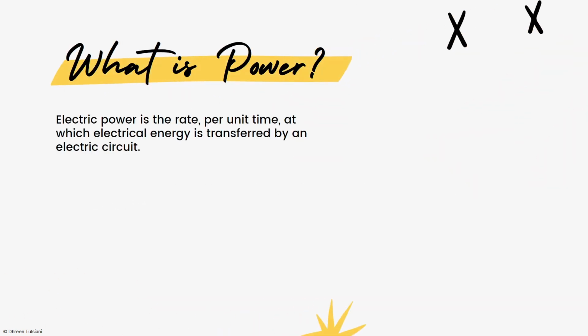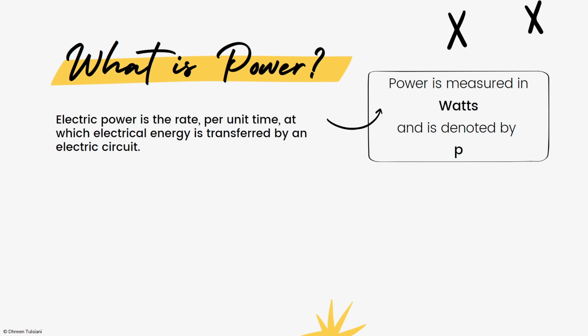What is power? Electric power is the rate per unit time at which electrical energy is transferred by an electric circuit. So power is the rate at which energy is transferred from electrical to other forms such as light and heat in a bulb. We need to know how much power an electric device can handle. Power is measured in watts and is denoted by P. For example, in the market, you must have seen 60-watt bulbs, 100-watt bulbs, and so on.